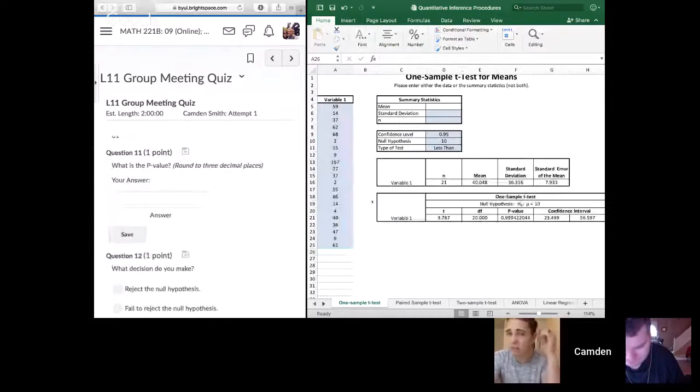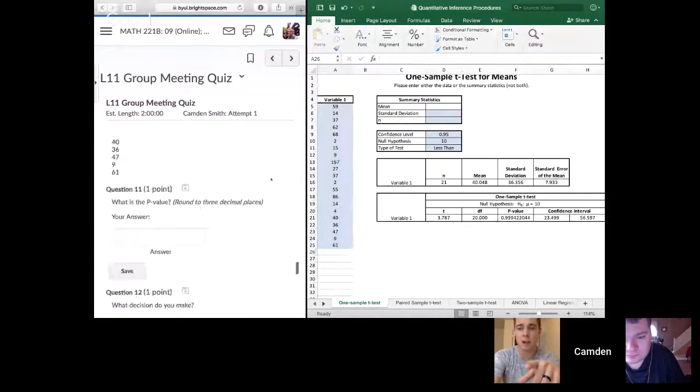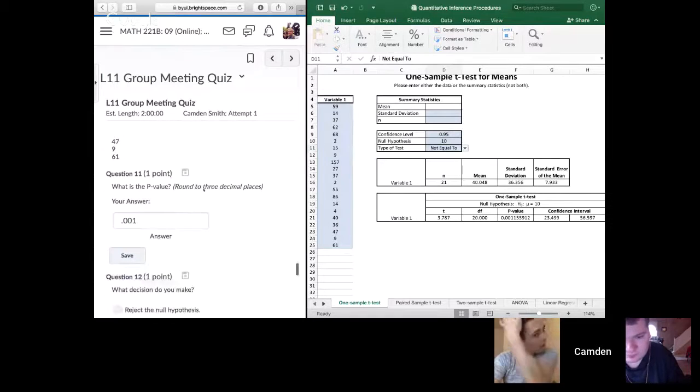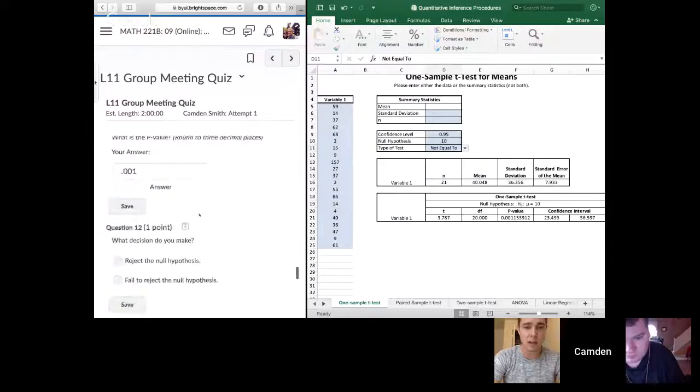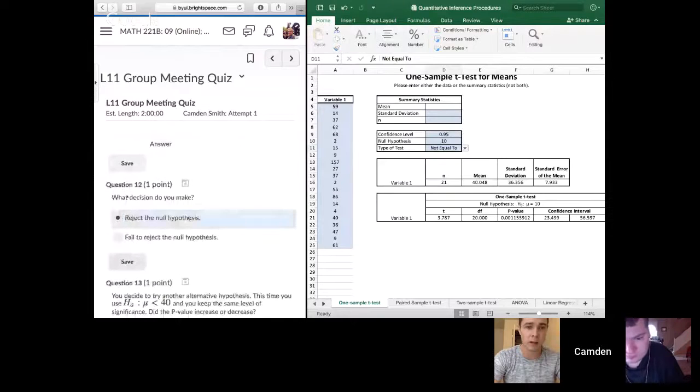So for this one, we want it to be not equal to. The p-value is 0.001, and that's going to be less than the level of significance, so we're going to reject it.